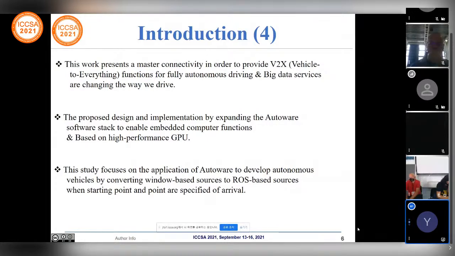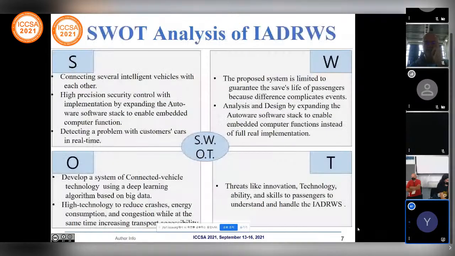It also proposed the design, analysis, and implementation by expanding the Fourier software stack to enable embedded computer function based on high performance GPU from the functional safety perspective. Also, we focused on the application of Fourier to develop autonomous vehicles by converting Windows-based source to Robot Operating System-based source when the starting point and the end point are specific variables. The SWOT analysis of implementation of autonomous driving to real-world service, AIDRWS.